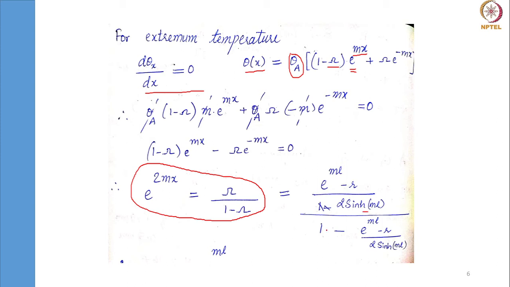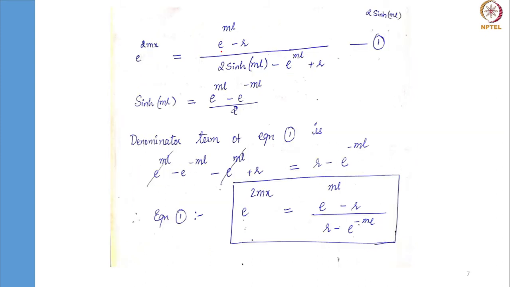So we end up having e power 2 mx equal to e power ml minus r divided by 2 times sinh ml minus e power ml plus r. So we'll go back to the definition of the hyperbolic sine function. It is defined somewhat like this: sinh ml is defined as e power ml minus e power minus ml by 2. So sine hyperbolic of x is e power x minus e power minus x by 2.